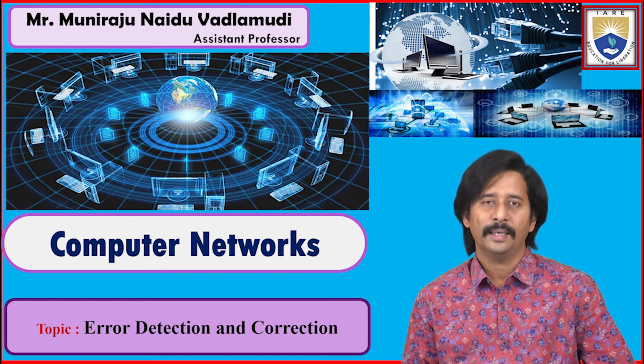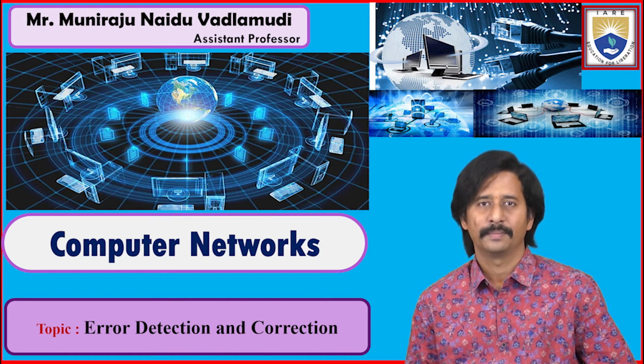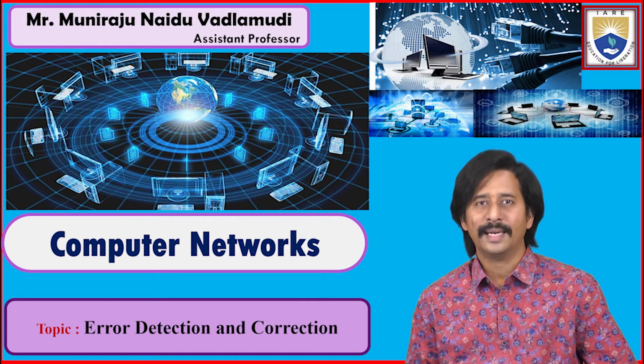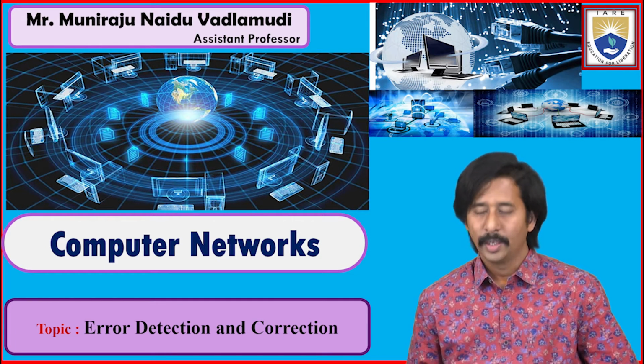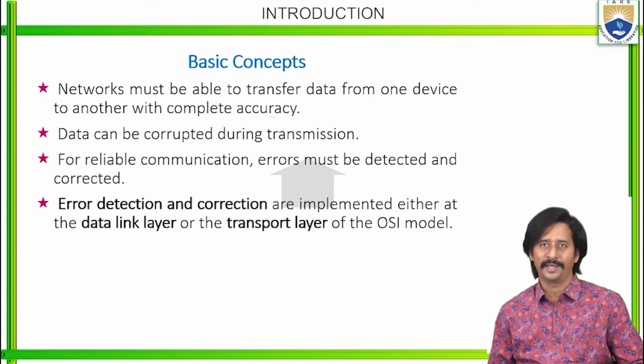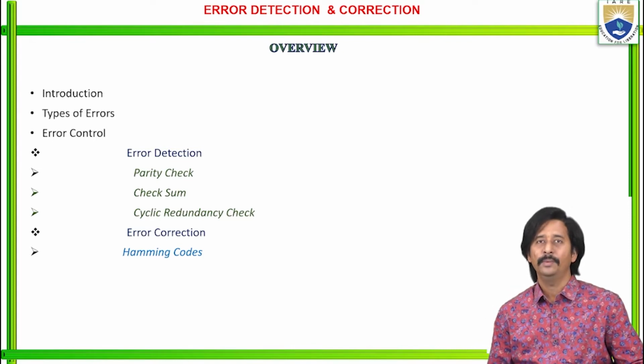So the data link layer transmits data in the form of frames. So we know these frames are transmitted by using various communication channels. So automatically errors must be detected, and we need to correct those errors. So that deals with error correction and detection. So let's start with the overview.